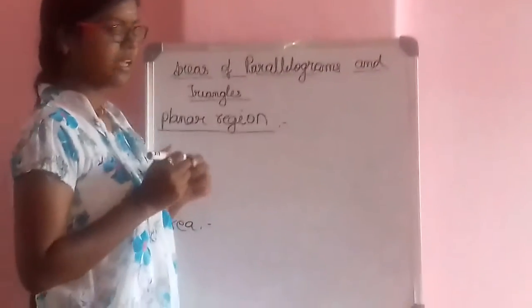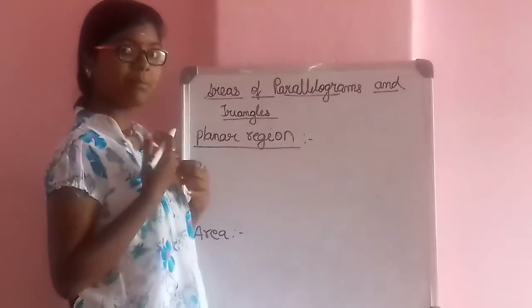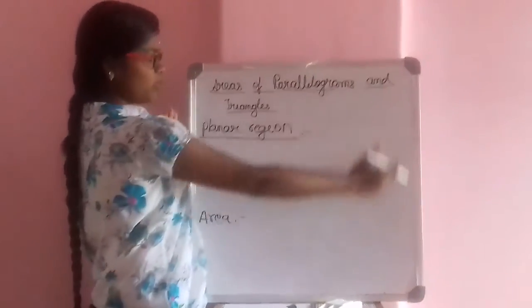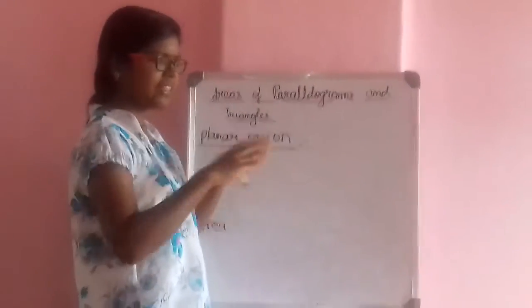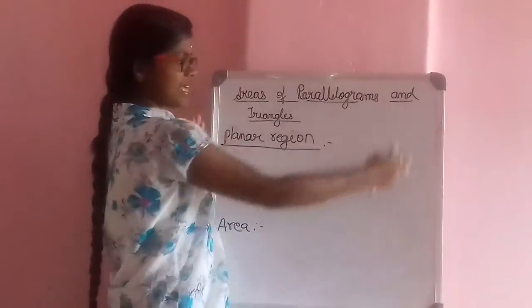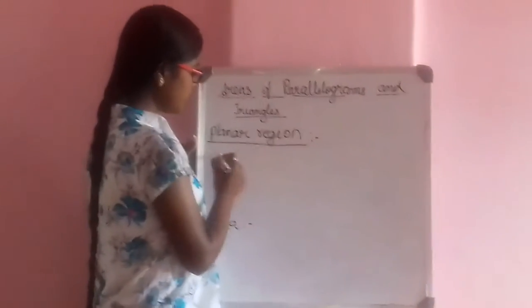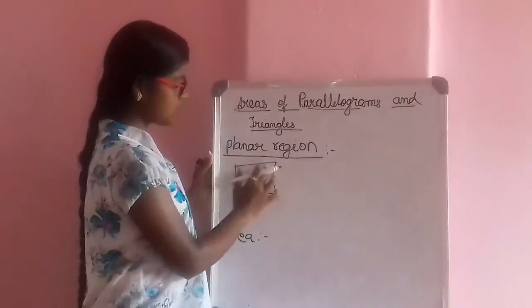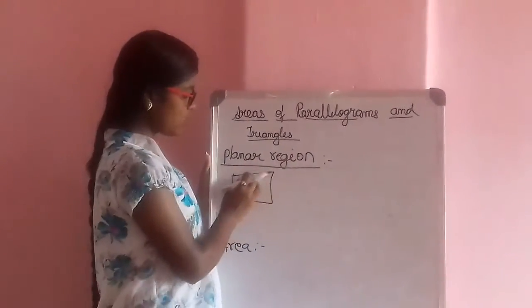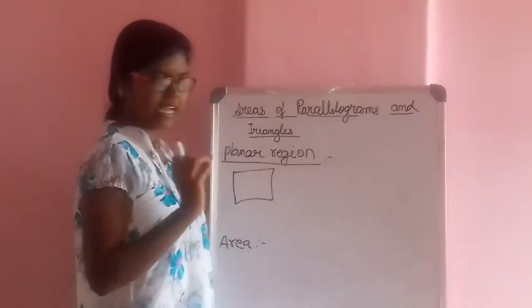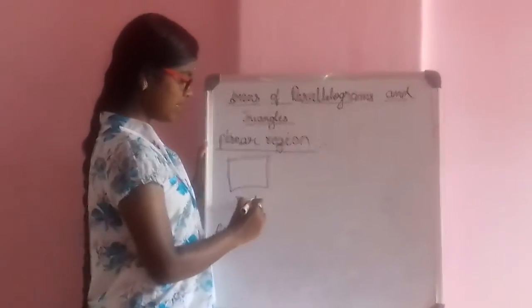Now, we will see what a planar region is. This board is a plane. Any surface, you call it a plane. Then I am going to fix a boundary. This is called a boundary. It is closed with some area. So this I call a rectangle.